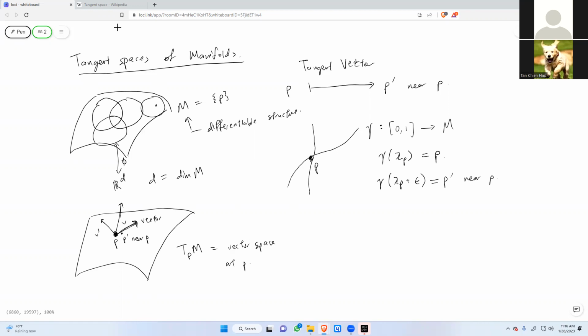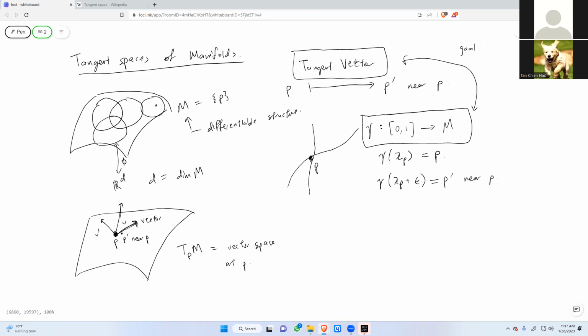So we have this definition of curves on the manifold, and we want to define the tangent vector that can bring us from P to P prime near P. A natural definition of tangent vector is a map that is one to one, so that every curve maps uniquely to a tangent vector, and every tangent vector maps uniquely to a curve.